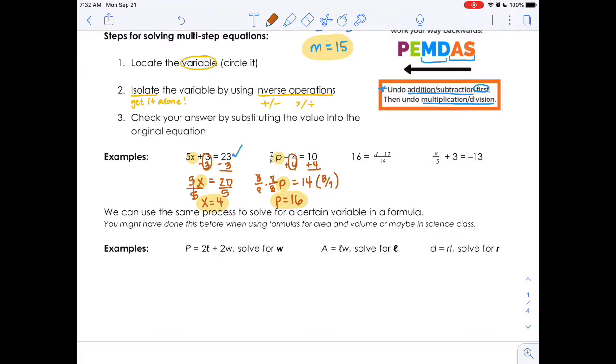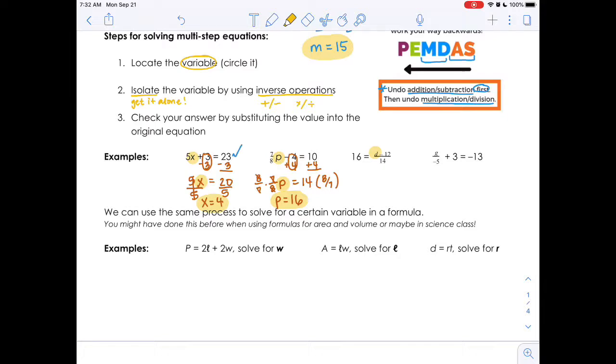Moving on, I have 16 equals d minus 12 divided by 14. My variable here is d. All right, so this one is a little different. What we've been doing so far is undoing addition and subtraction first, then multiplication and division. However, this one's a little weird because I've talked about this over the past couple weeks. When we have a fraction like this, you kind of treat the top and the bottom as totally separate things.